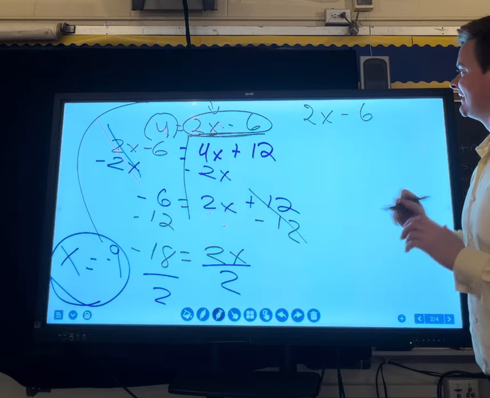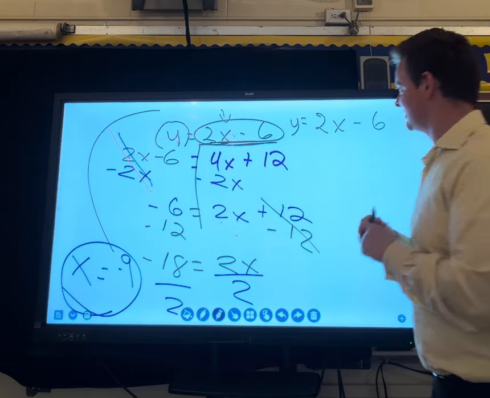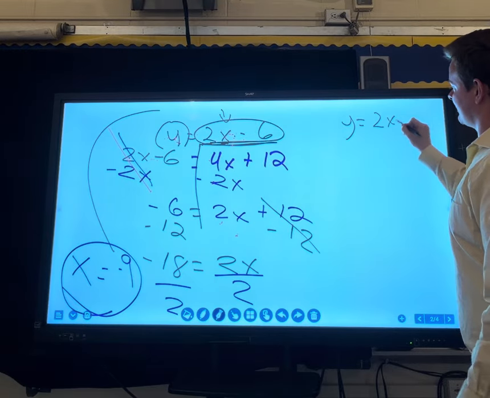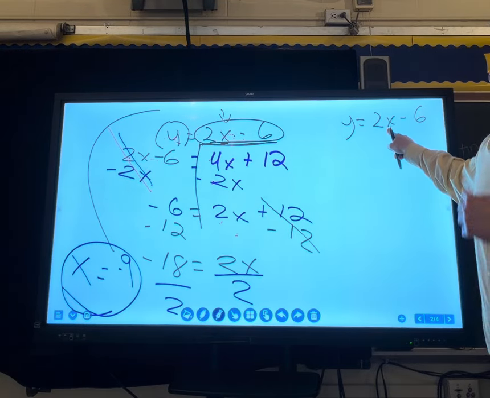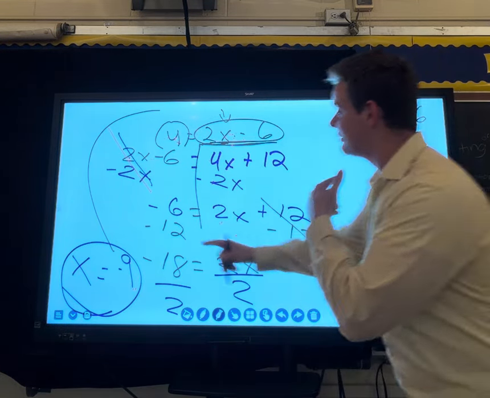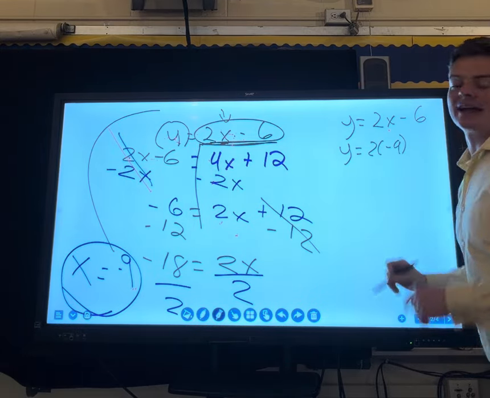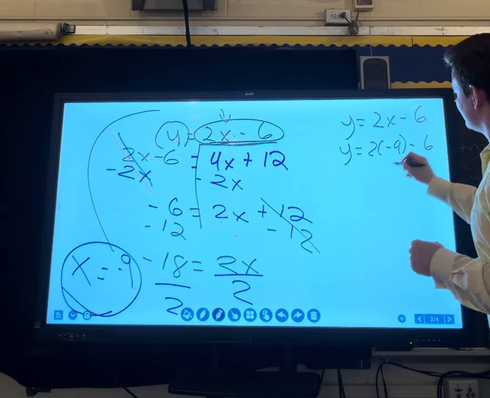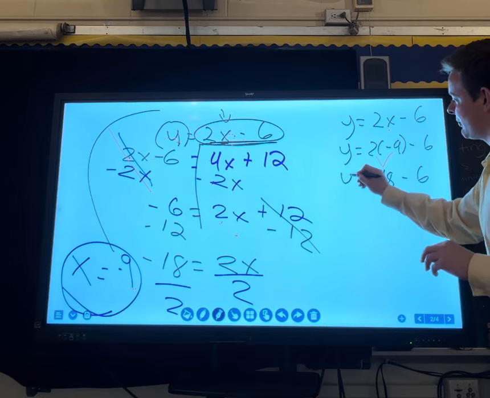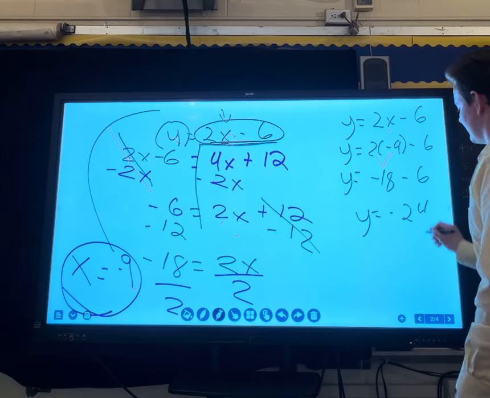Y equals 2x minus 6. Let me do it over here so I can see better. Y equals 2x minus 6. This x is just a placeholder. I don't know what it is, but I actually do know what it is now. So now, since I know it's negative 9, I can replace that x with negative 9. And 2 times negative 9, that's negative 18. And then it's y equals negative 18 minus 6, which is negative 24.